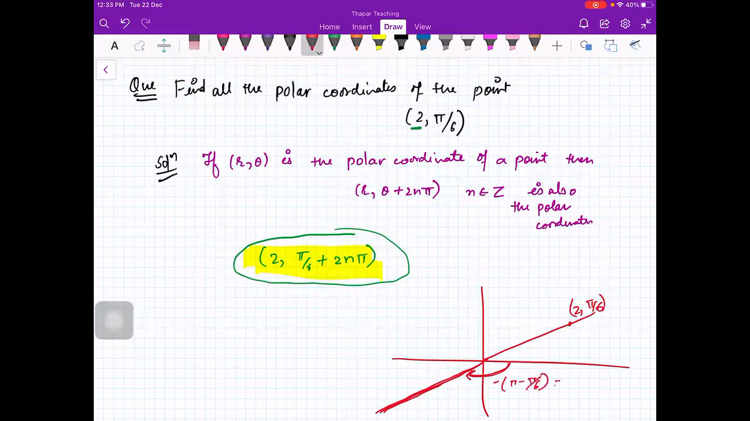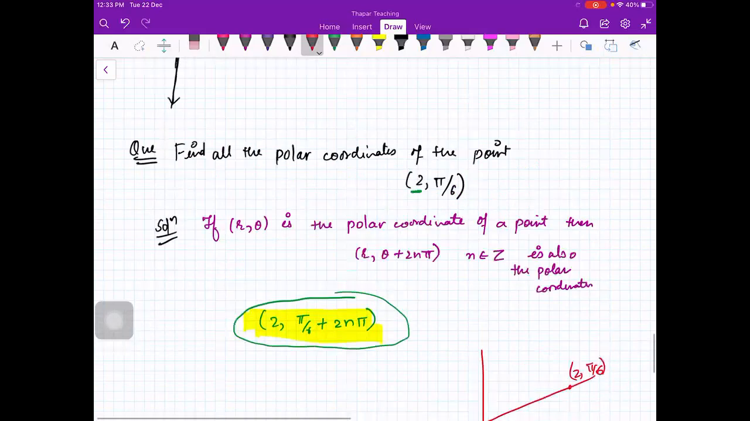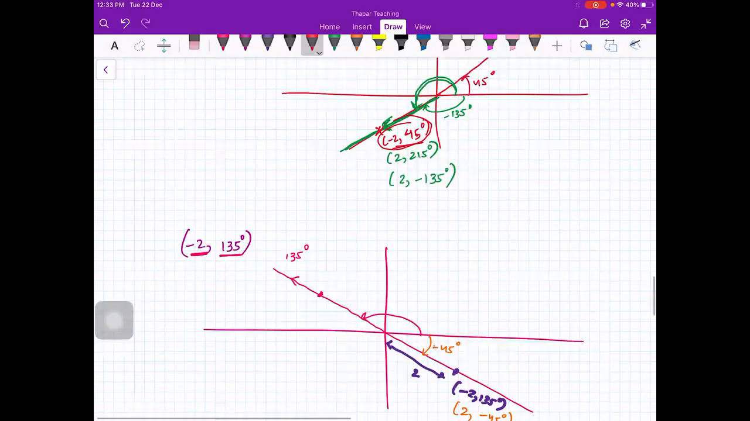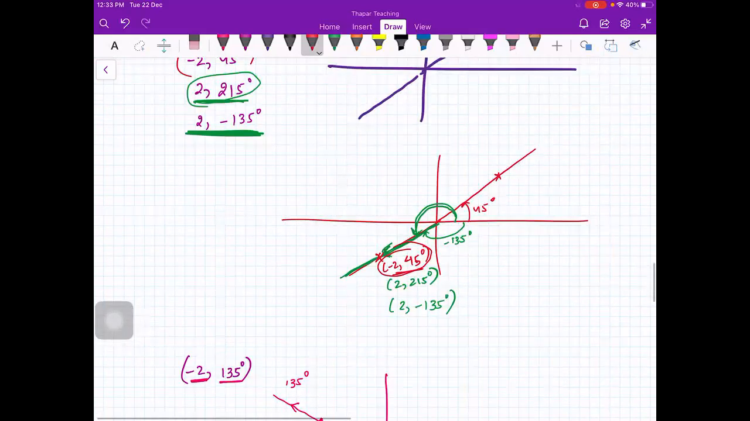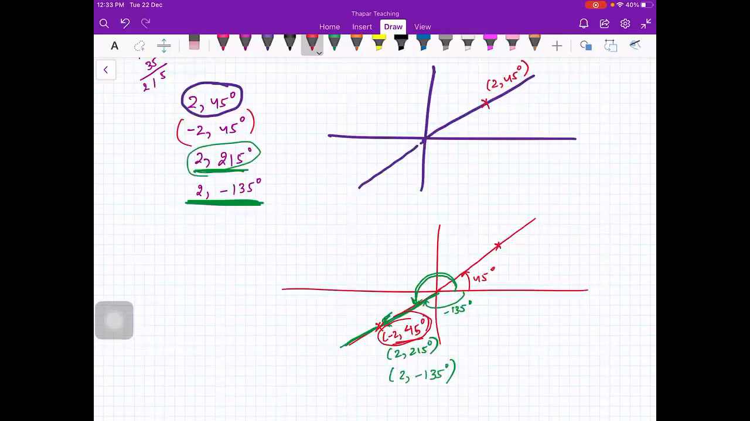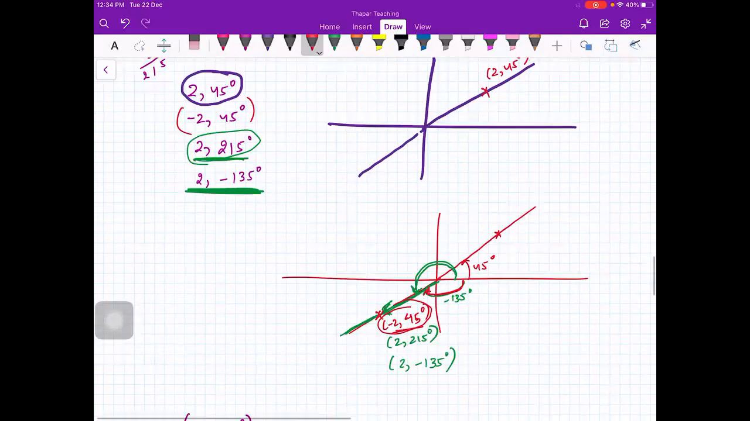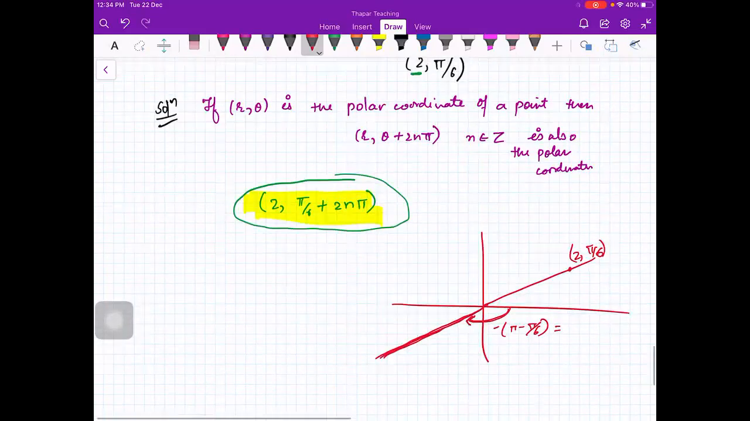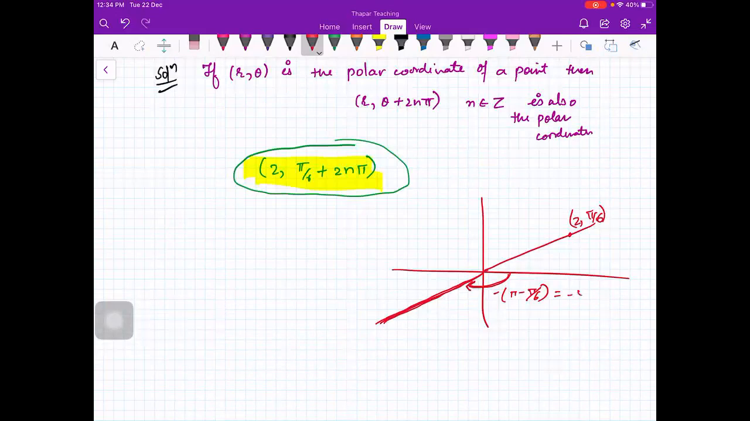Ma'am, like in the above question we did not take the negative of 45 degree. No, beta, where? Ma'am, the one with pi by 4, where you did minus 2, 45 degree. Yes. Huh, but I'm saying the name of where you will go. Okay, this angle is minus 135 degree. This is not minus 45 degree, right? Okay. So this angle is minus 5 pi by 6.